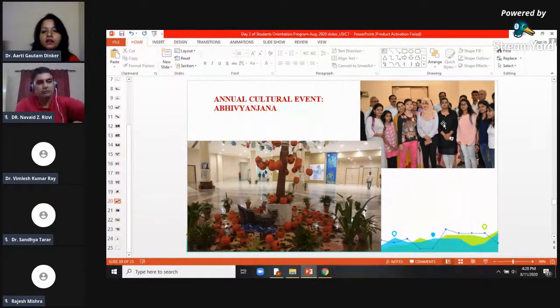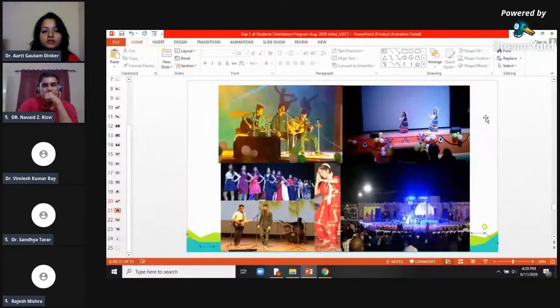So our honorable VC sir is being seen with the student winners, the students who won the face painting competition here. All these things take place, and here the students are performing in the auditorium. A fashion show is going on, and a music band is performing, dance performances are happening. All these things go on in our cultural fest.